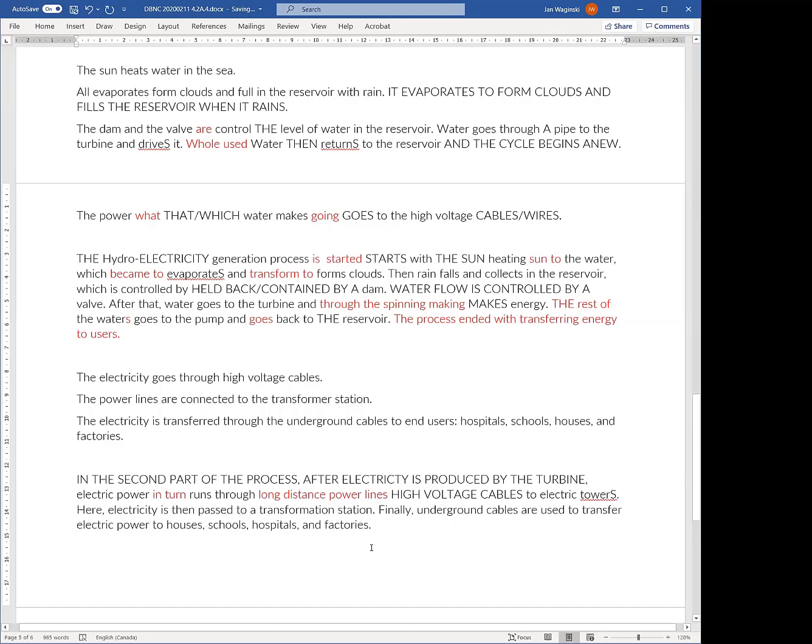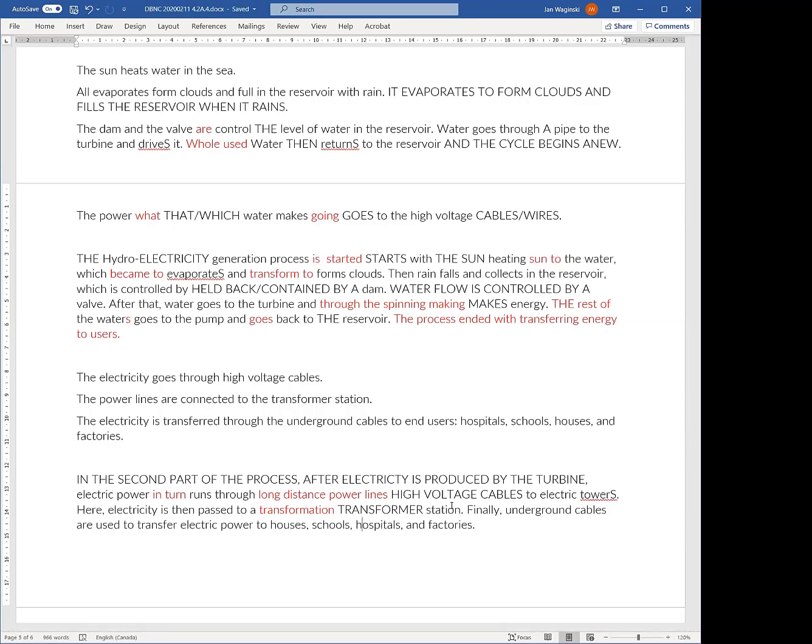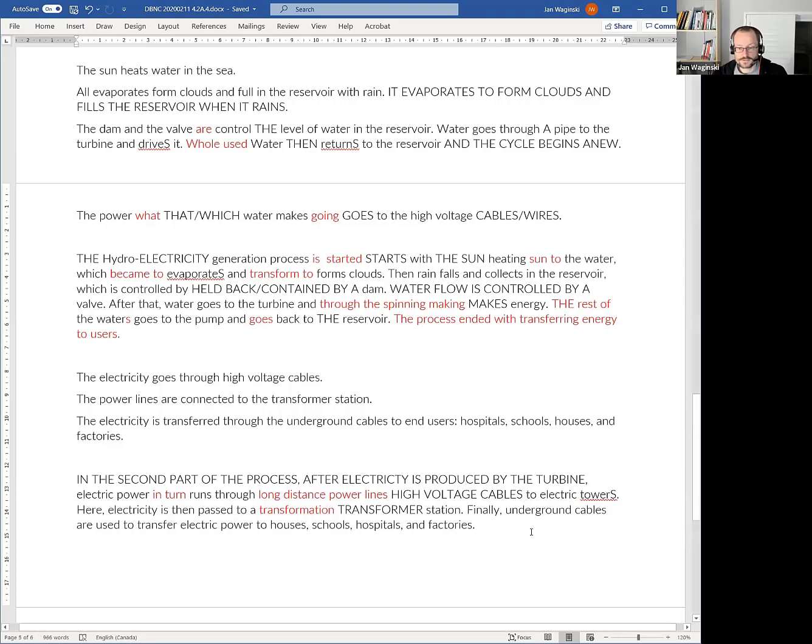Not transformer. It's always transformer station. Yeah, because I didn't see the picture. It's from in my mind. Yeah. Here, transformer station. Passed to a transformer station. Finally, underground cables are used to transfer electric power to houses, schools, hospitals, and factories. Very nice. Transfer electric power to, and if we want to use that phrase, end user, we can say end users. Okay.